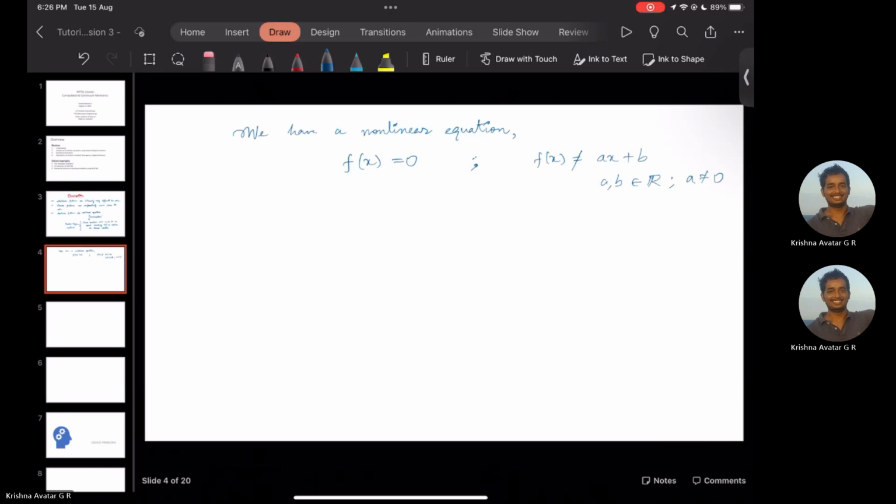So let us try to set up a general idea. The idea here is, let's take a point x = x0, which is also known as the initial guess.